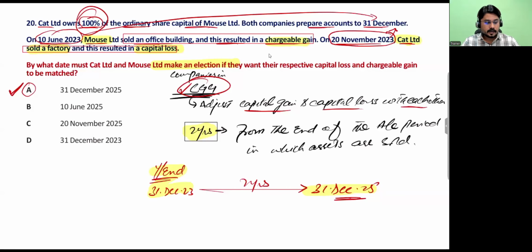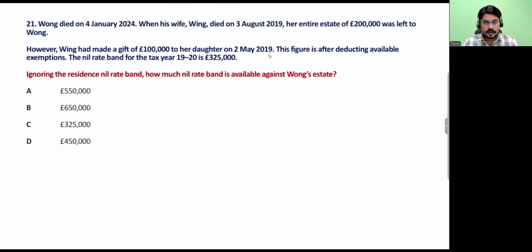Hello everyone. We are continuing with the same practice questions, and I'm sharing the next question. And again, 3 minutes time to solve this question. Your time starts now.